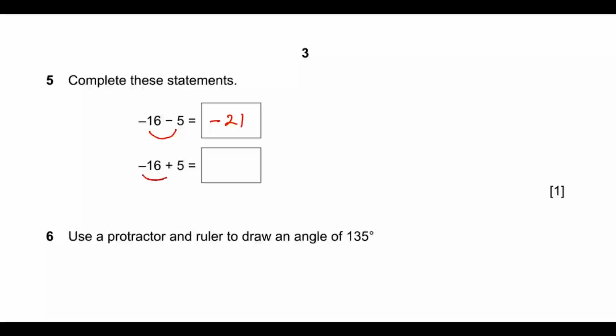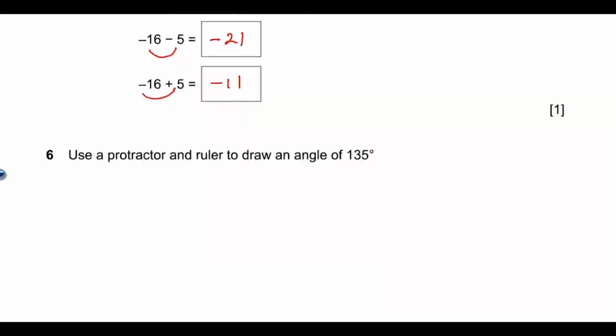When you have different signs, you subtract: 16 minus 5, that will be 11. Then you pick the sign before the bigger number. So we have 16 and we have 5. The sign before the bigger number is negative, so we'll pick negative. So the answer will be negative 11.